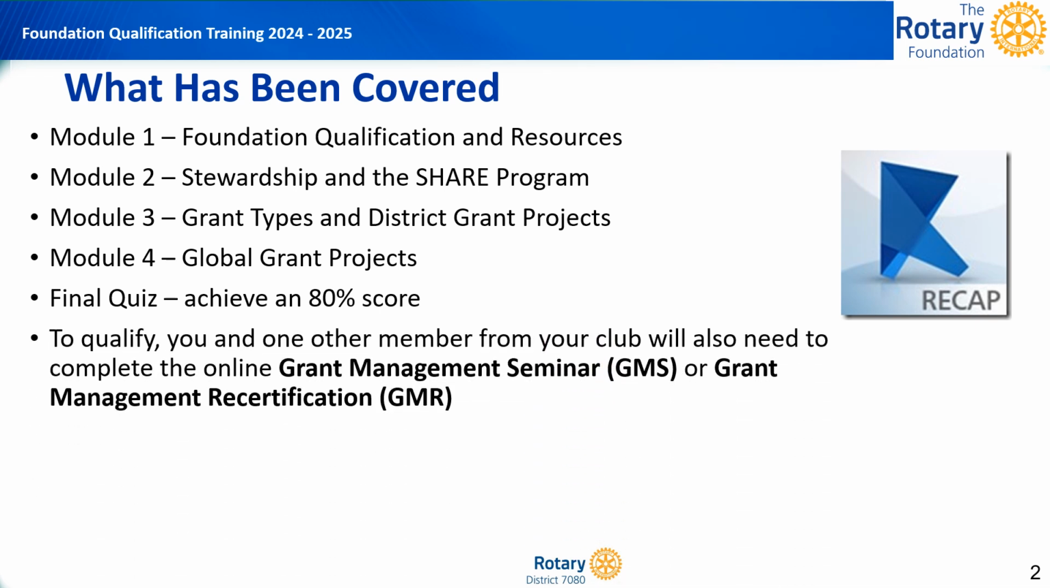A reminder that to qualify, 2 active members from each club must complete the online grant management seminar that can be found in the Learning Center in My Rotary. Upon completion, you can print off your certificate. If you have already completed the grant management seminar in a previous year, you are only required to complete the grant management recertification seminar for the current year. Both seminars have a final quiz with a required 80% pass mark. You can retake the course if you do not obtain the required percentage first time around.